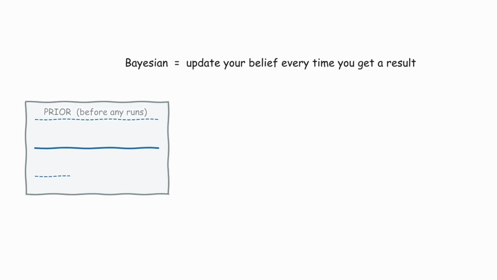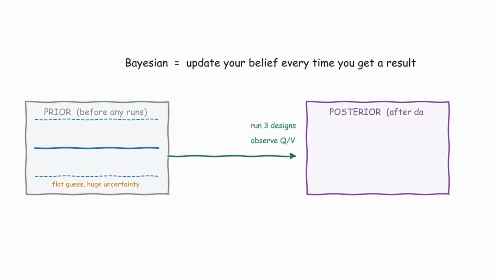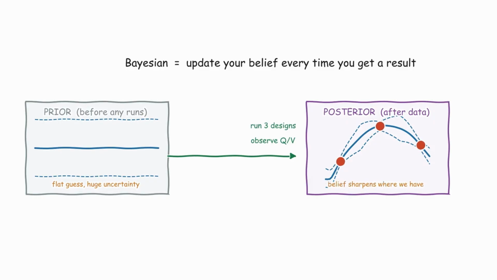Look at the animation. On the left is the prior. Before we've run anything, our belief is a flat guess with enormous uncertainty. We know almost nothing. On the right is the posterior. After just 3 CFD runs, the belief snaps into shape. It bends to pass through the points we measured, and the uncertainty shrinks right where we have data and stays wide where we don't. That updated belief is the engine of the whole method.